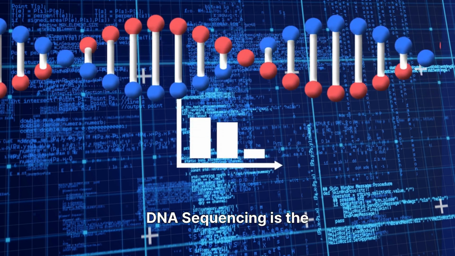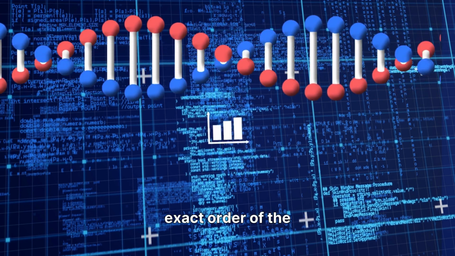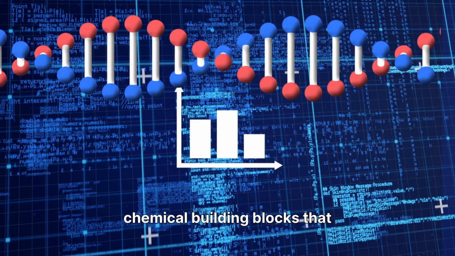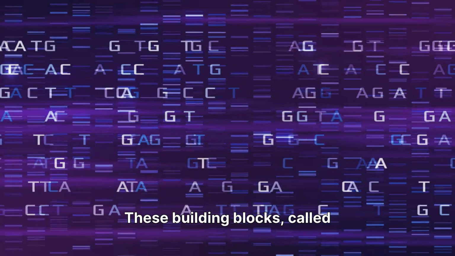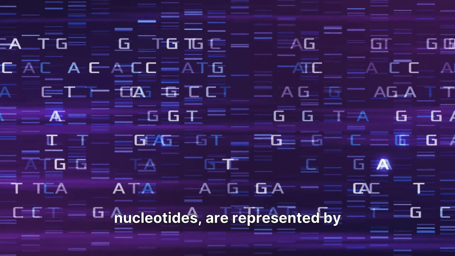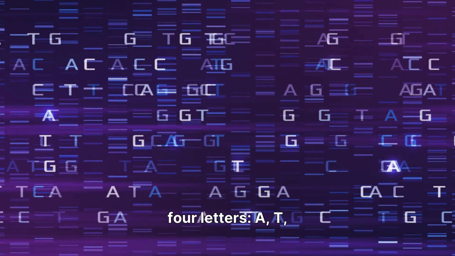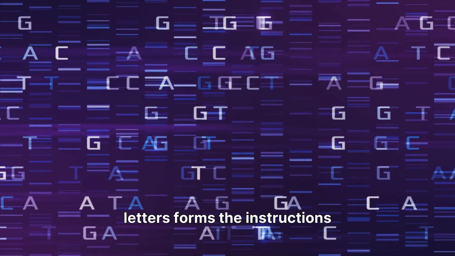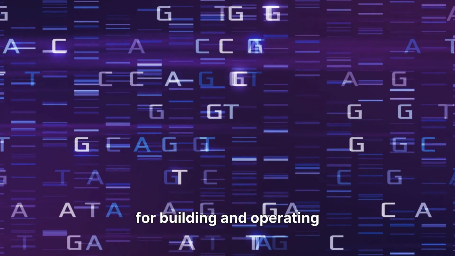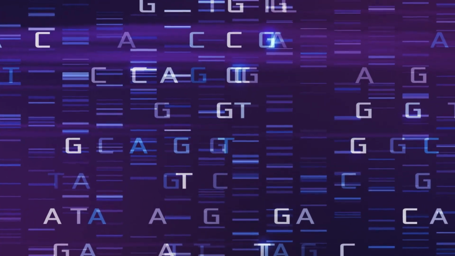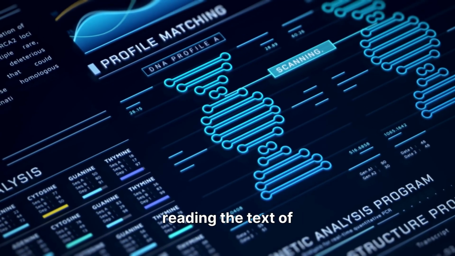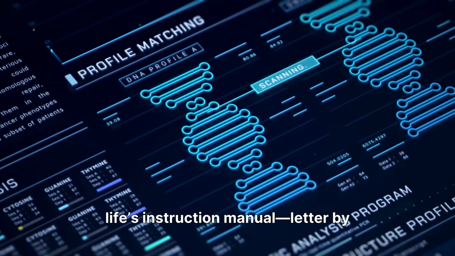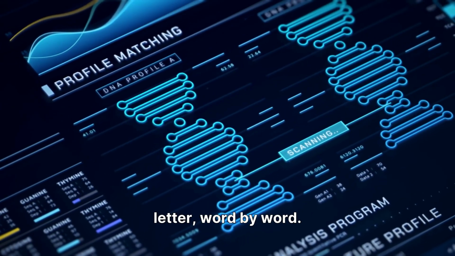DNA sequencing is the process of determining the exact order of the chemical building blocks that make up DNA. These building blocks, called nucleotides, are represented by four letters: A, T, C, and G. The sequence of these letters forms the instructions for building and operating living organisms. DNA sequencing is like reading the text of life's instruction manual, letter by letter, word by word.